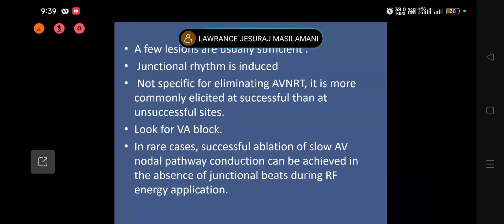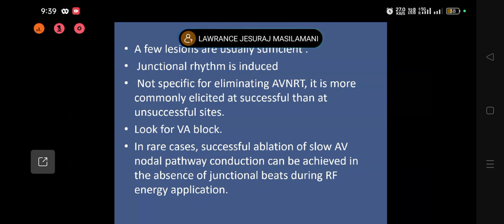Junctional rhythms are induced and not specific for eliminating AV nodal reentry. It is elicited more at successful sites than unsuccessful sites. If you get a junctional rhythm, the possibility of a successful AV nodal reentry ablation is very high. But it doesn't mean that when you get a junctional, you have done the job. If you are not getting junctionals, your AV nodal reentry ablation is unsuccessful most of the time.